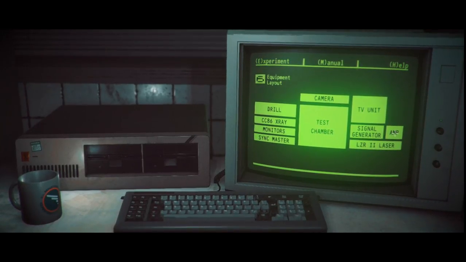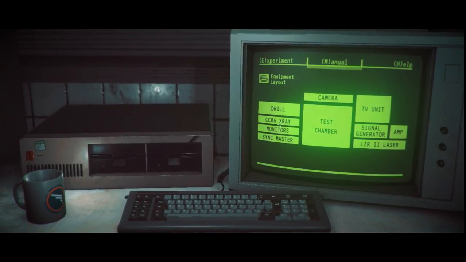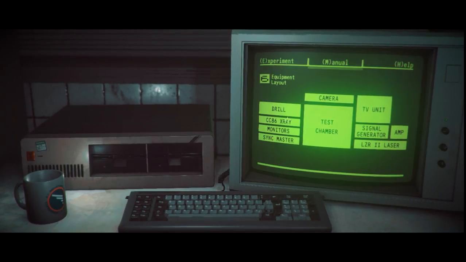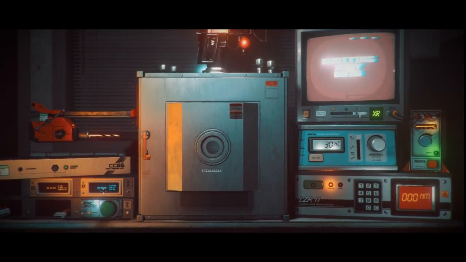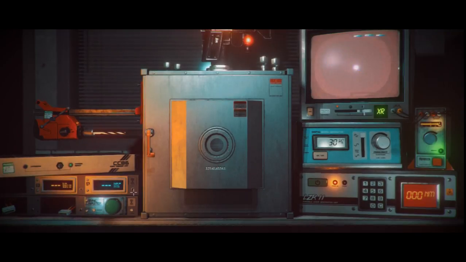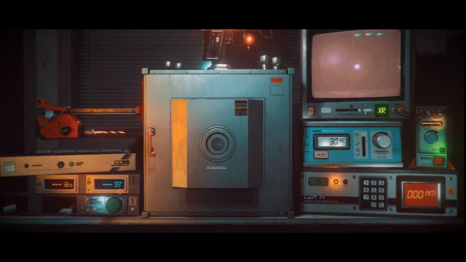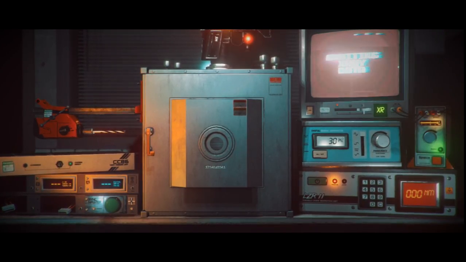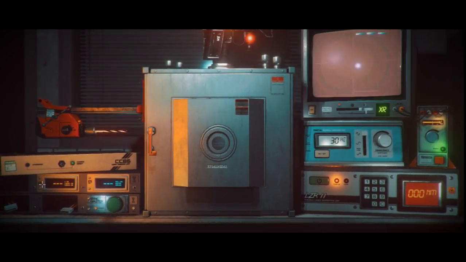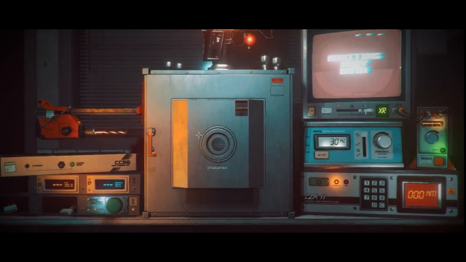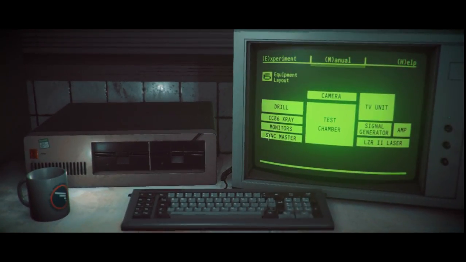Signal generator, that's the amplifier. That's our TV unit. These are monitors, sync master, X-ray monitors. There's none on here we can press. Okay, let's go back to this.